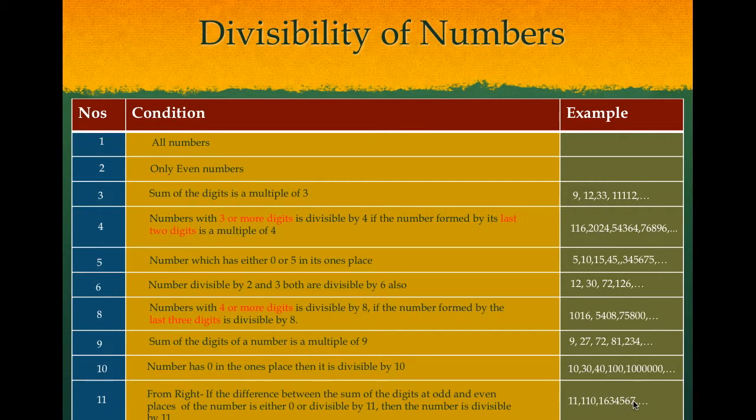The sum of the digits at the odd places from the right will be 7 plus 5, 12, 12 plus 3, 15, and 15 plus 1, 16. And the sum of the digits at even places from the right will be 6 plus 4, 10, 10 plus 6, 16. So the difference between these two sums will be 16 minus 16, which is 0. Therefore, this number will be divisible by 11.